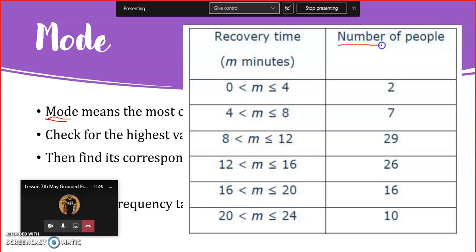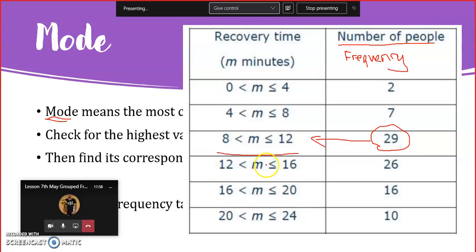So remember, the number of people, or the number of times, is pretty much the same thing as frequency. Now we need to check in this frequency which value is the highest. It's pretty easy to find among all. We'll find 29 is the highest value. Once we find that, you just say, okay, 29 corresponds to this category.